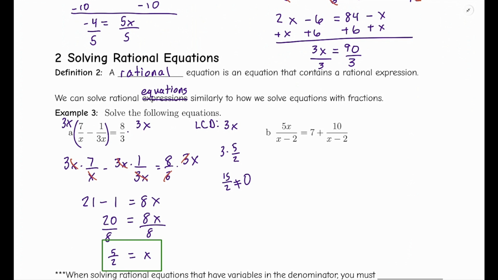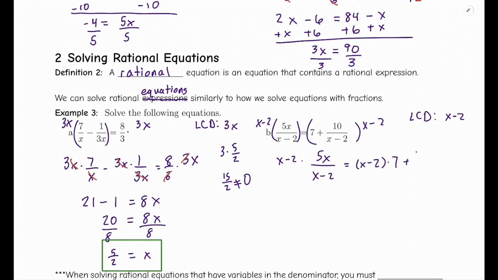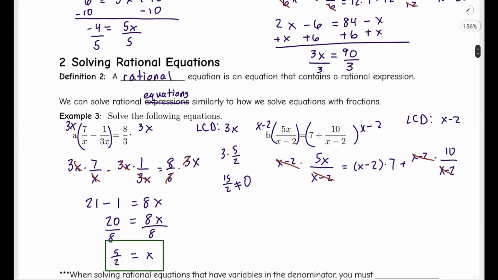Okay. Part B, the LCD here is x minus 2. So I'm going to multiply both sides by x minus 2. We get x minus 2 times 5x over x minus 2 equals x minus 2 times 7 plus x minus 2 times 10 over x minus 2. So we get x minus 2's canceling out in both of the fractions.